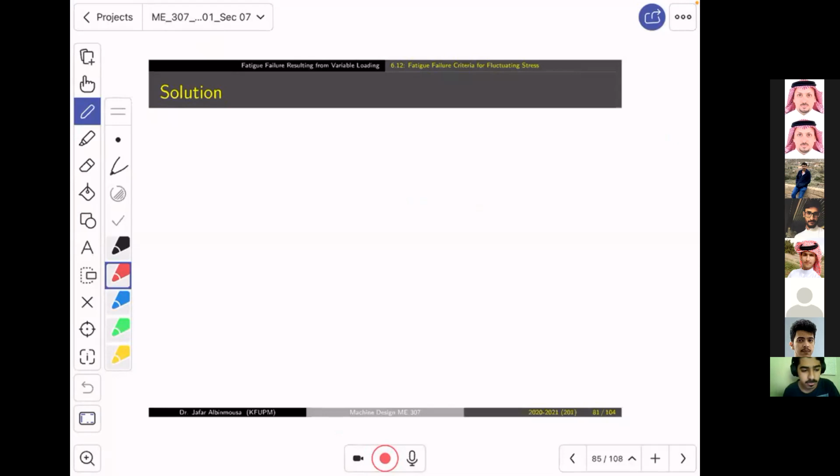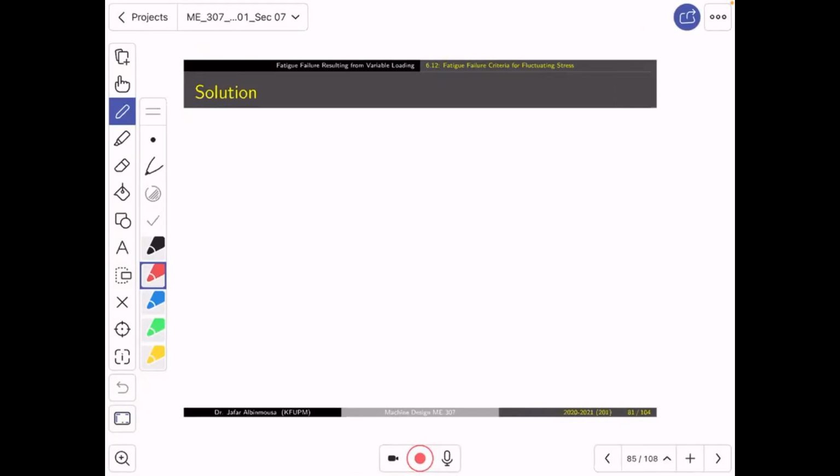Okay. So let's get to this problem, ya shabab. So what are we going to do in here? Let me show you step by step. We will get rid of the endurance limit because this is now under cyclic loading.